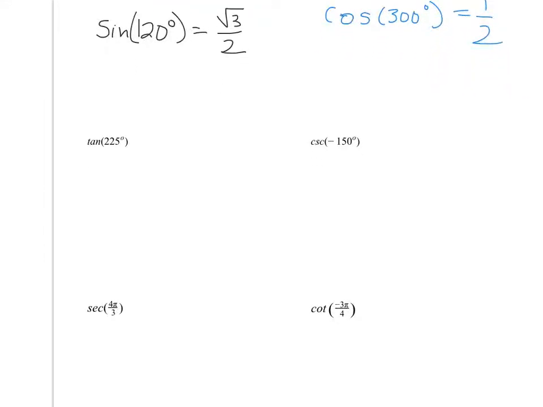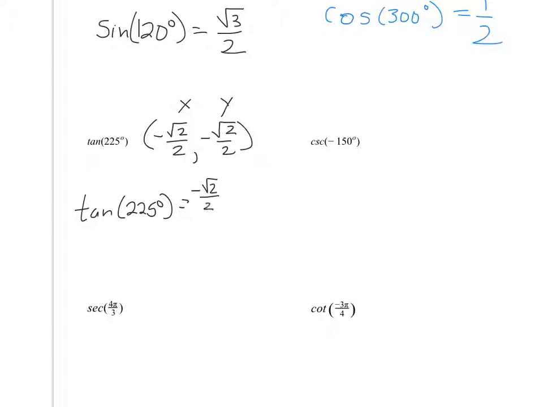Okay, let's look at the tangent of 225. So again, I'm going to go to my unit circle. I'm going to go to 225, and I see the point is negative square root of 2 over 2, negative square root of 2 over 2. Now tangent is not x or y, tangent is y over x. So the tangent of 225 is going to be y divided by x. So that's negative square root of 2 over 2 divided by negative square root of 2 over 2. But you'll see the 2's will cancel, the negatives will cancel, and the square root of 2's will cancel. So everything cancels, so it's just 1. So the tangent of 225 is 1.